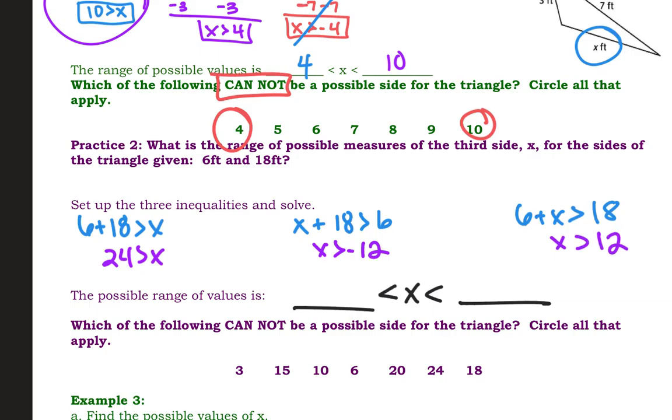Are you going to ever take the negative for now? No, not when it's as simple as this. So don't take the negative. You take the small one. You take the large one. X has to be between 12 and 24.